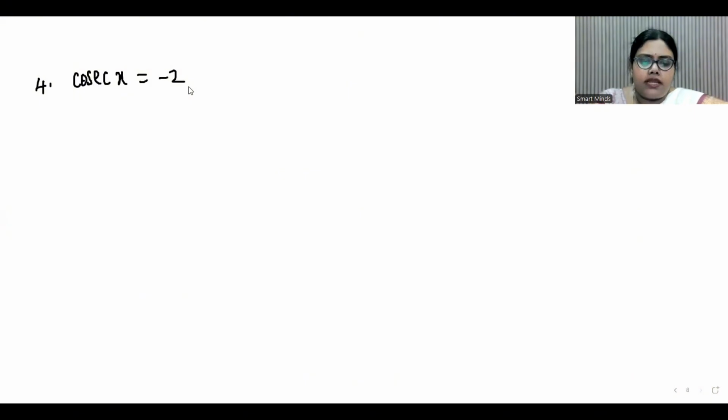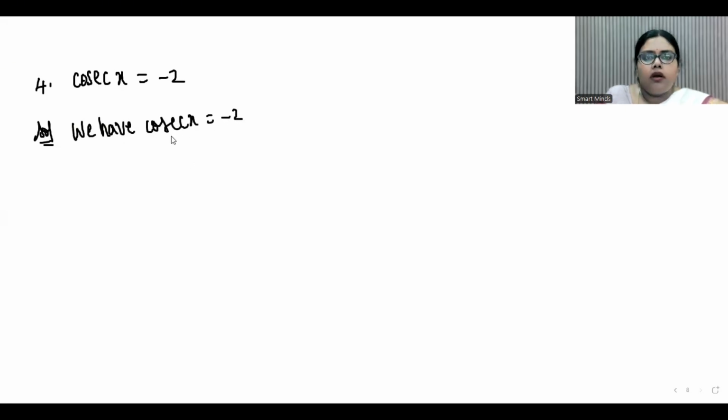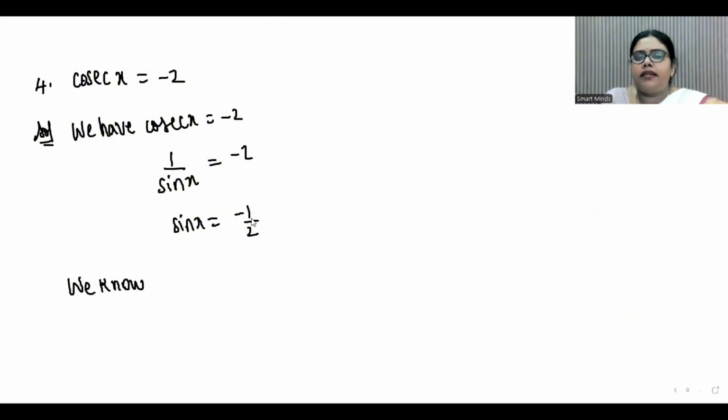Take the next question. Cosecant x equals minus 2. Now what is given to us? We have cosecant x equal to minus 2. Cosecant, as we know, is the reciprocal of sine. So we can write this as 1 by sin x is minus 2. So sin x is minus 1 by 2. Now, at what angle is sin theta 1 by 2? We know that sin 30 is 1 by 2. 30 can be written as pi by 6. That is 1 by 2. But over here you have minus 1 by 2.